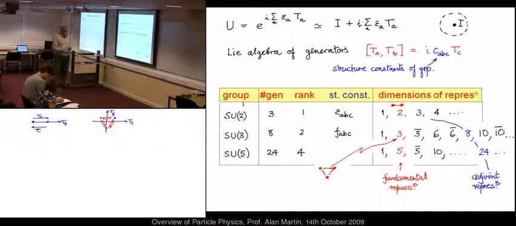Where do these numbers come from? We'll see. We'll use Young tableaux to get those numbers in a minute. Perhaps I should put this one up here. Maybe you're at something like number 20.